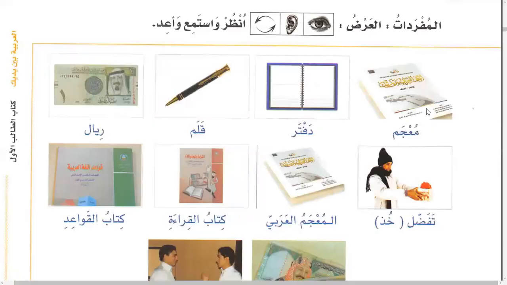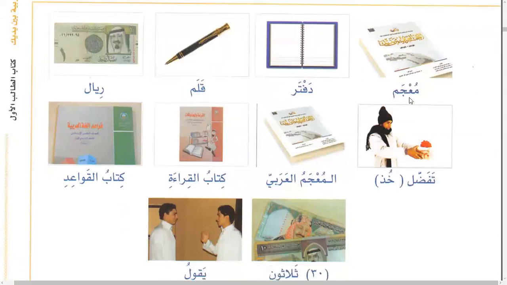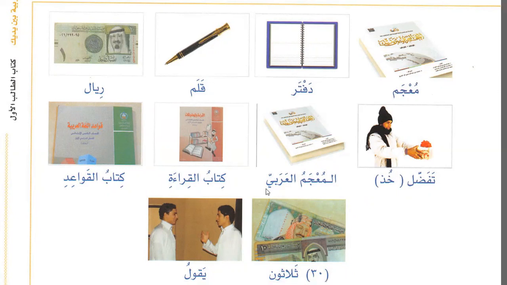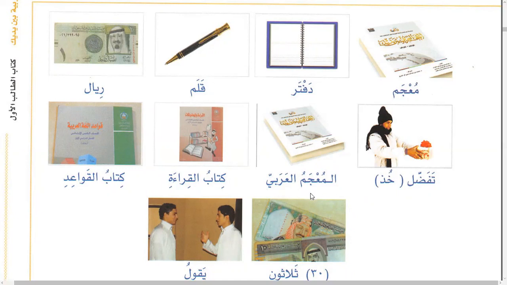Now read. Iqra min huna. Ba'ajabun. Daftarun. Qalamun. Riyal. تفضل خذ. المعجم العربي. Naat and Manoot should have the same iraab. Okay. What is iraab?